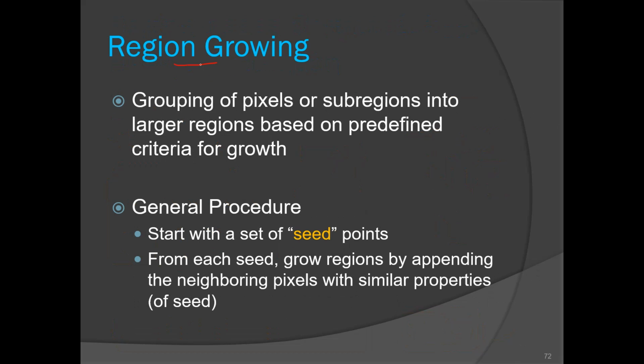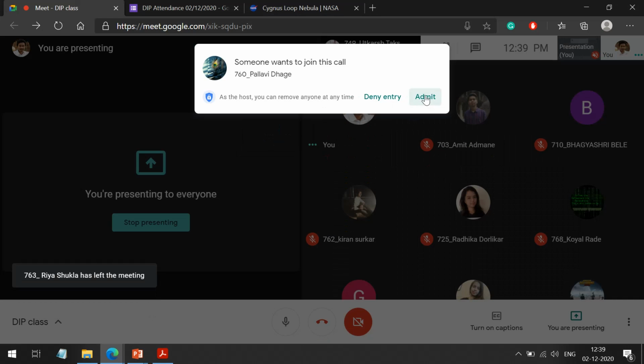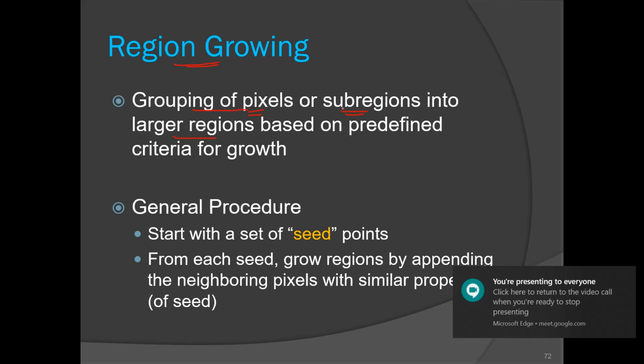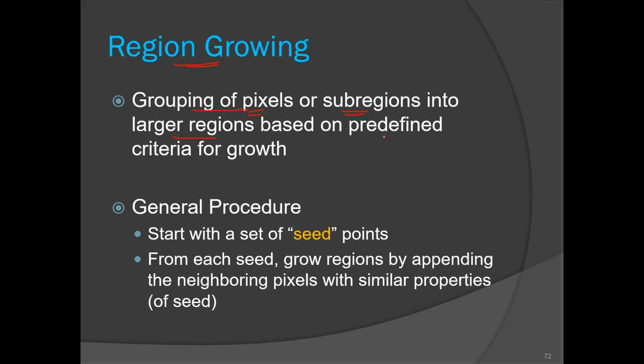Okay, so now let us start with the region growing algorithm. Here we group the pixels or sub regions. Either we group the pixels or already found sub regions into larger regions based on predefined criteria for the growth.